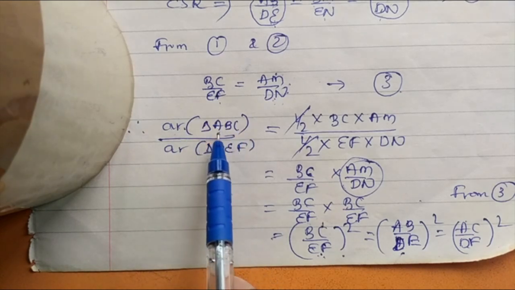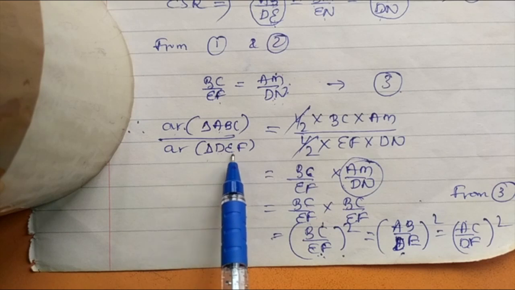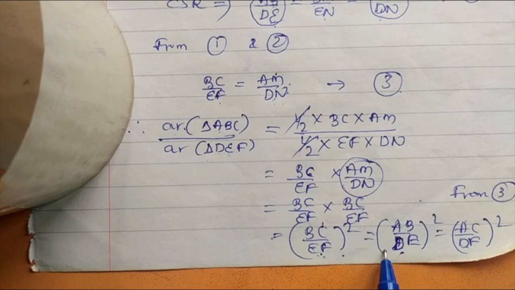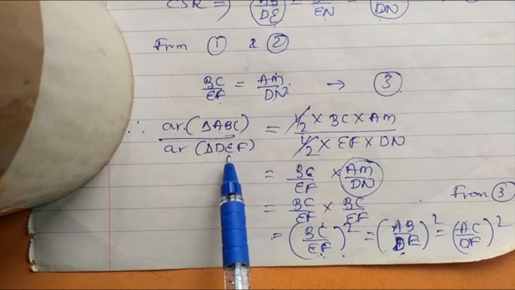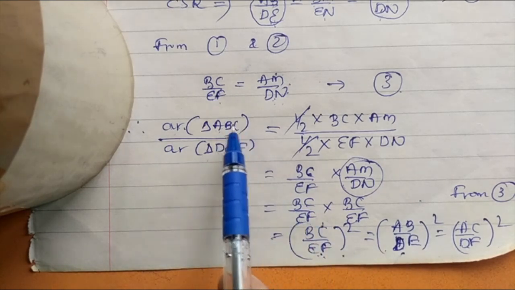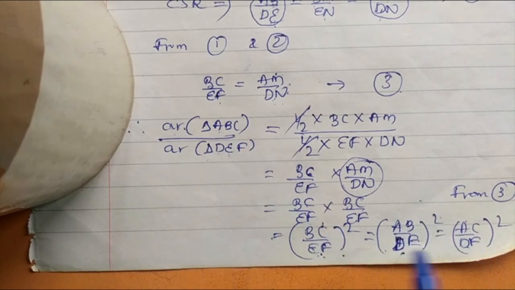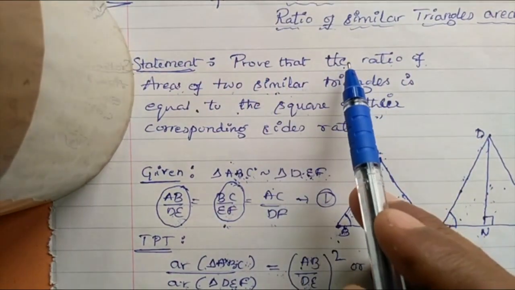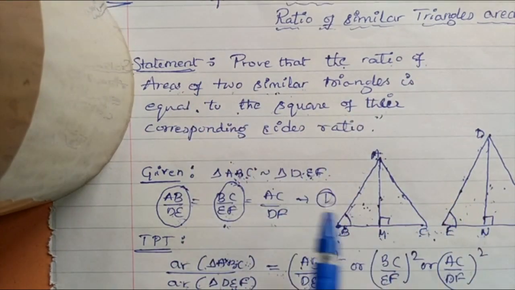When two triangles are similar, you can straight away write AB by DE. AB and DE are what? These two are the corresponding sides. AB by DE whole square, or BC by EF, BC and EF are also corresponding sides, its square, or AC by DF whole square. In these three, any one square you can write during problem solving. It is not necessary to write all three. Any one you write. Here I proved all three. You can write any one during the exercise problems. So I repeat once again, prove that the ratio of areas of two similar triangles.